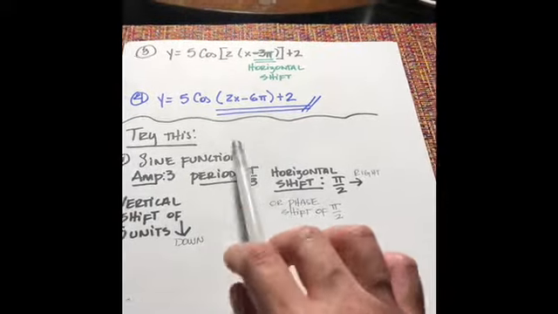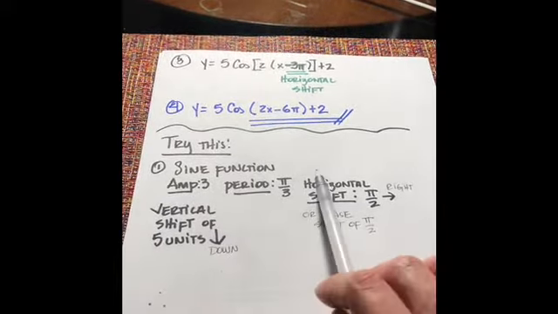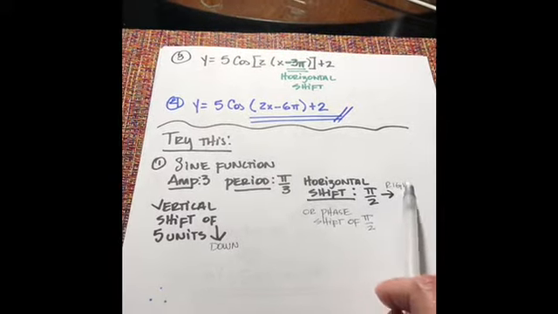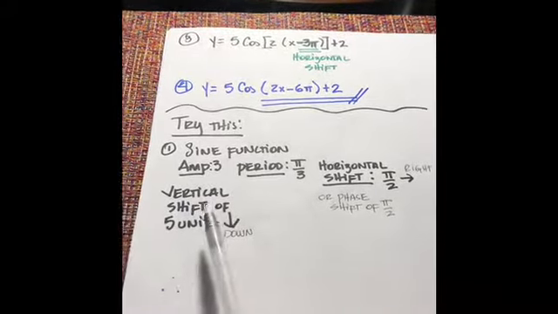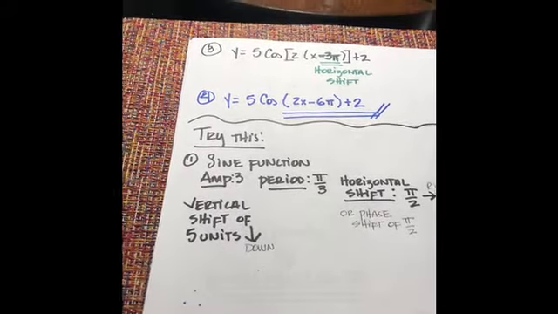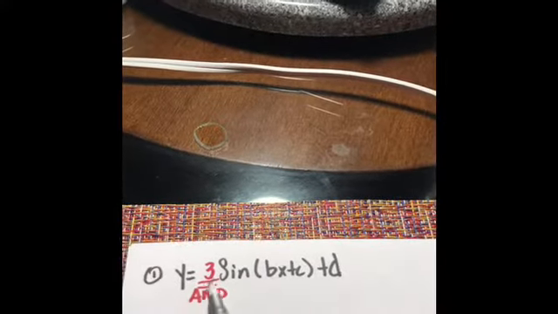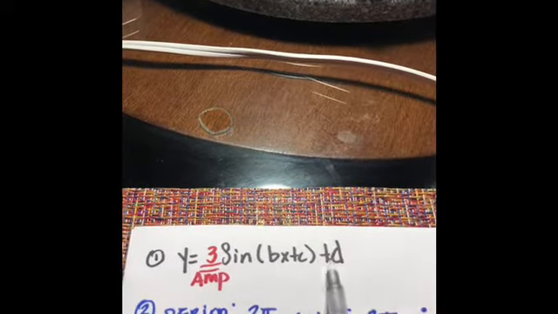It's a sine function with amplitude 3, period of pi over 3, a horizontal shift of pi over 2 units to the right, or a phase shift of pi over 2, and a vertical shift of 5 units down. The solution for this problem, again: y is equal to amplitude 3, which was a given value at the beginning of the problem, sine of bx plus c, plus d.